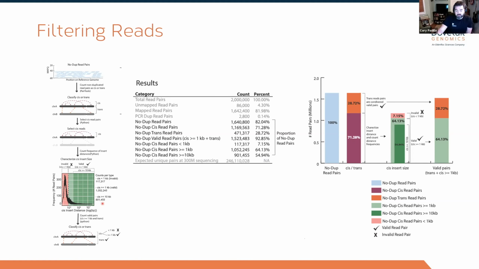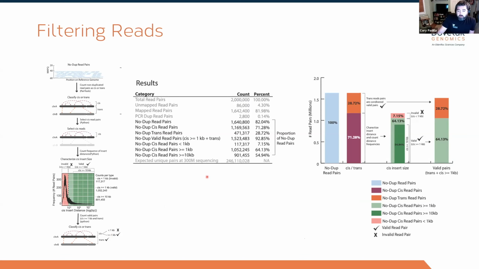And moreover, about 900,000 of them have an insert size that's greater than 10 KB. That's really informative over that topological space there. And so from there, now that we have our counts and we know what the insert size is for each one of these, we can just pass the filter that says any cis read that's less than 1 KB is invalid. Anything that's greater than 1 KB is valid, and trans reads are valid.